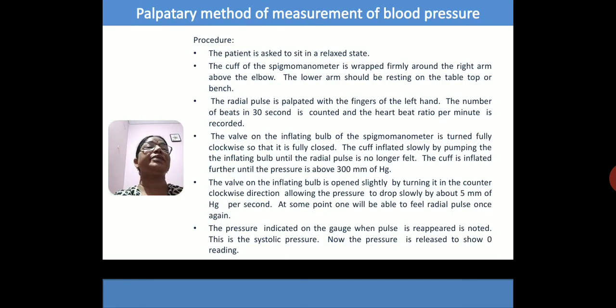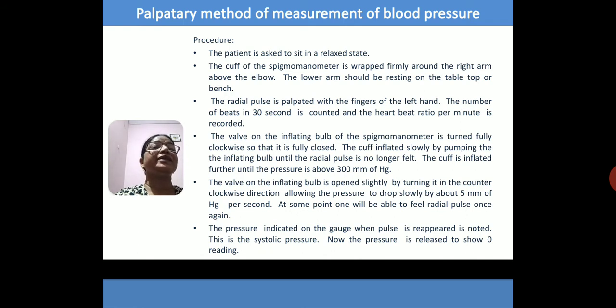Now, palpatory method of measurement of blood pressure. The procedure of measurement of blood pressure by using palpatory method is as such. First, the patient is asked to sit in a relaxed state. The cuff of the sphygmomanometer is wrapped firmly around the right arm above the elbow. The lower arm should be resting on the tabletop or bench. The radial pulse is palpated with the fingers of the left hand. The number of beats in 30 seconds is counted, and the heartbeat rate per minute is recorded.